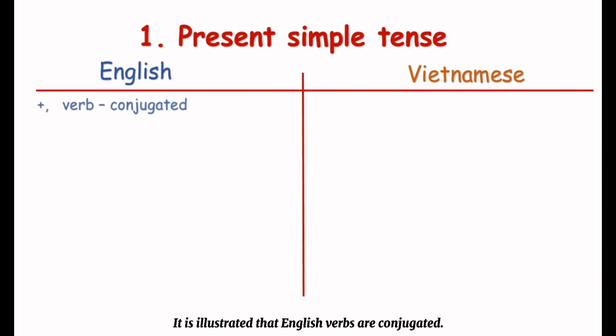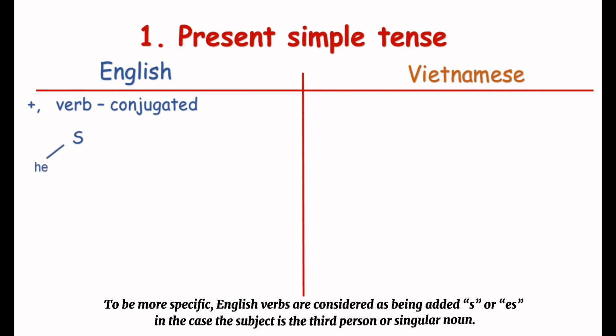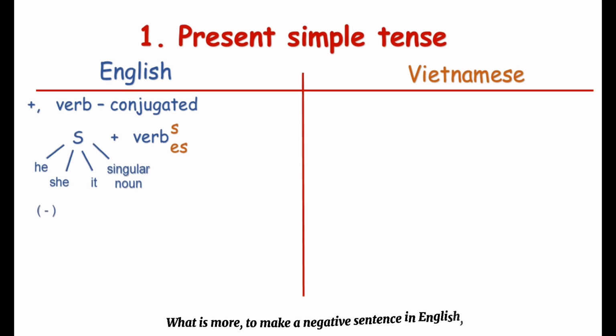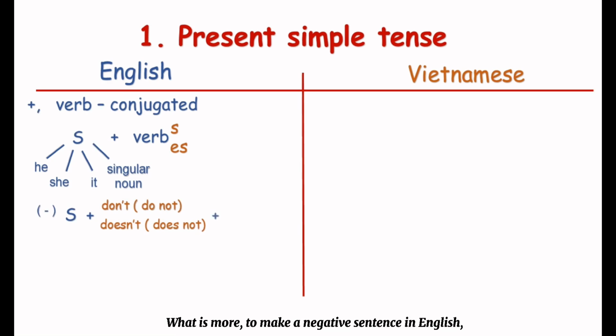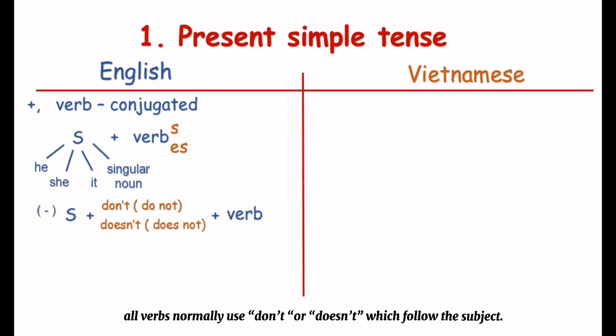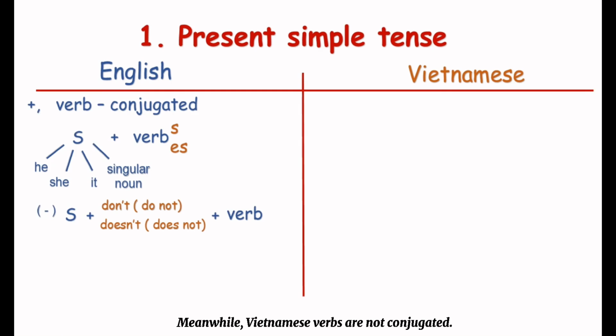It illustrates that English verbs are conjugated. To be more specific, English verbs are added s or es in the case the subject is the third person singular. What is more, to make a negative sentence in English, verbs normally use don't or doesn't, which follow the subject. Meanwhile, Vietnamese verbs are not conjugated.